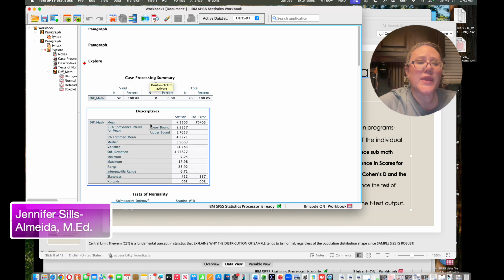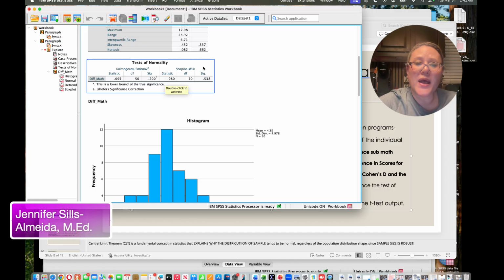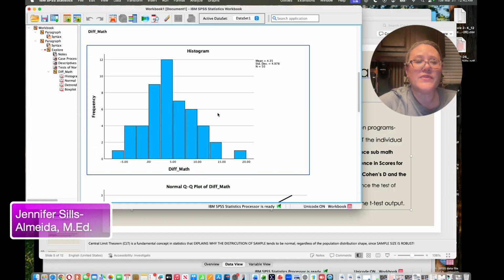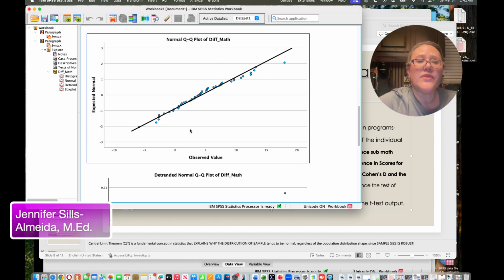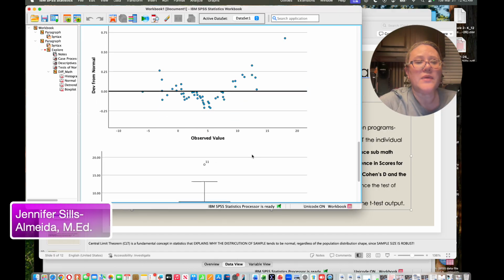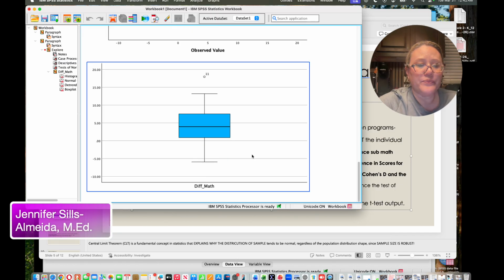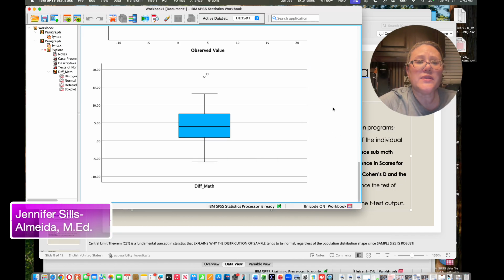Then you'll have this information. Over here we have the case processing summary, then we have the test of normality, so it's not violated. Then we have the histogram over here. Then you'll see it's normal for the QQ plot over here. It's all along those lines. The detrended normal QQ plot, the observed value, gives us an idea about what is going on there.